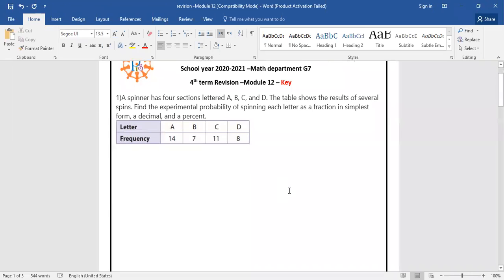Together, we can get more practice with experimental and theoretical probability. In this question, a spinner has 4 sections lettered A, B, C, and D. The table shows the results of several spins. Find the experimental probability of spinning each letter as a fraction in simplest form, a decimal, and a percent. Okay, ready for this question?